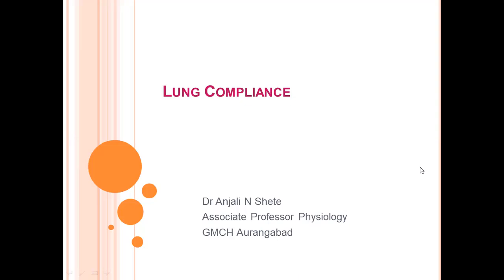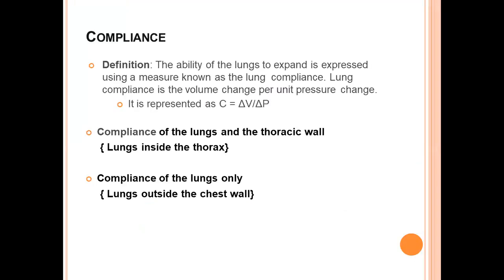One of the important properties which we are going to see in this section is lung compliance. So what exactly is lung compliance? You know that the process of respiration is related to the lungs and the expansivity of the lungs. We create a negative pressure, and this negative pressure is created by expansion of the lungs and the thoracic wall. Now, the ability of the lungs to expand is expressed using a measure known as lung compliance.